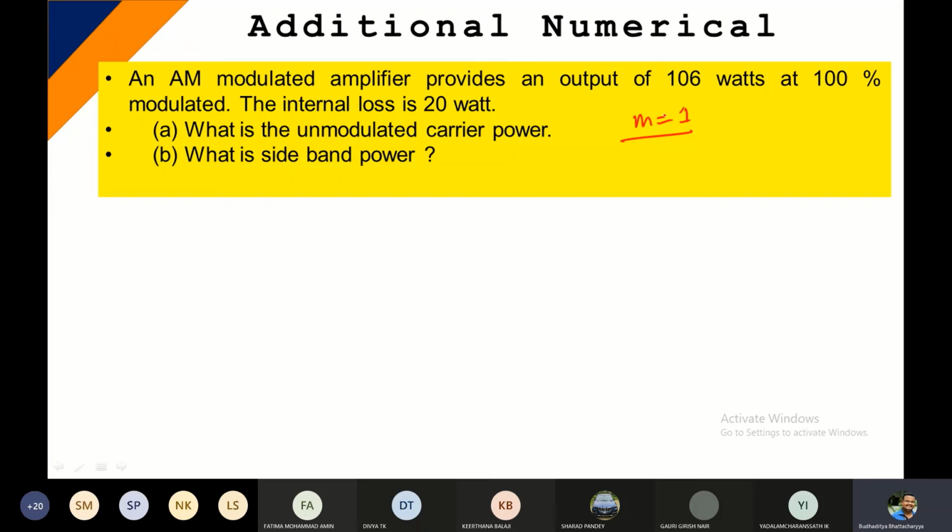Alright, so here the total power is actually provided to us. We have to find out what is PC. Again, the same formula is what we are going to use: PT equals PC times 1 plus m square by 2. You can observe that for almost 80% of the numericals we have solved so far, this power equation is being used multiple times. Now, can anyone tell me what is the value of PC that we need to consider?